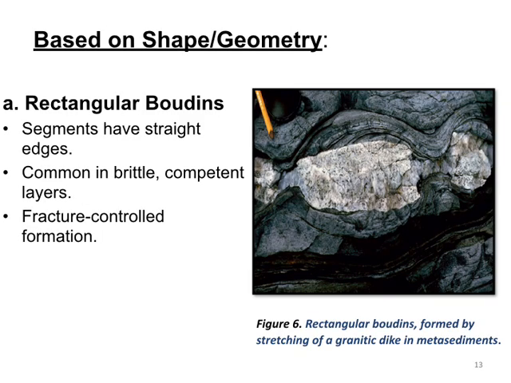So the next type of classification of boudinage is based on the shape or geometry. The first one illustrated here is the rectangular boudins. These have straight edges and are common in brittle competent layers. So their formation is controlled by fracturing. The slide shows rectangular boudins formed by stretching a granitic dike in metasediments.